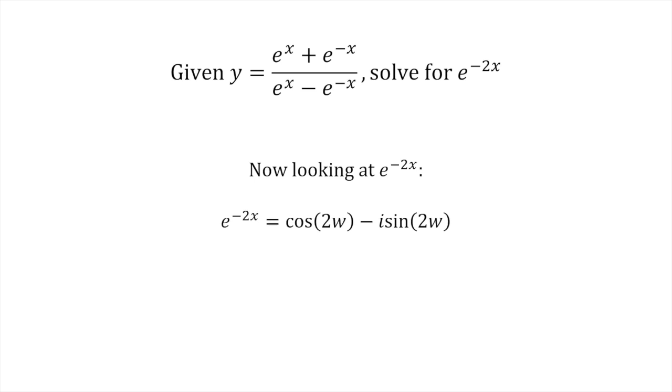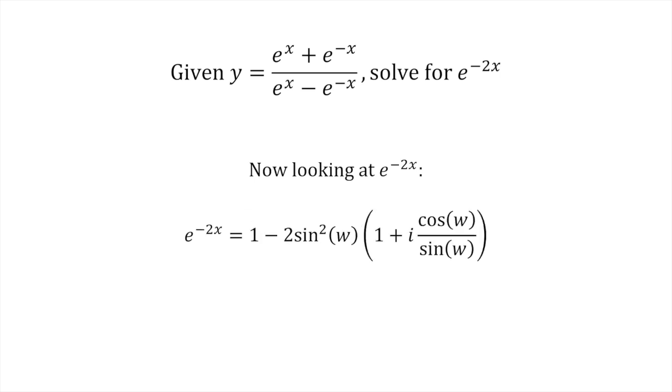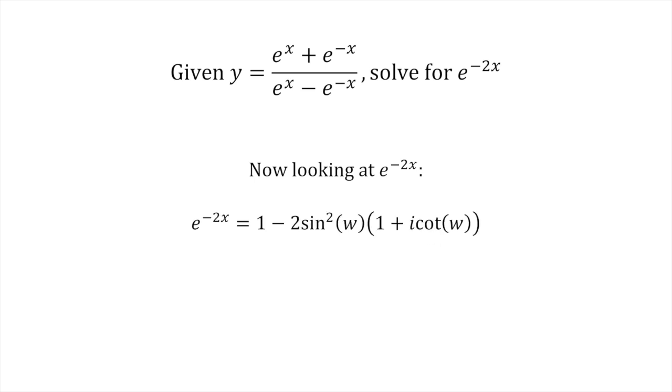And then you use your double angle formulas that I'm sure you've all learnt. You get e to the negative 2x is equal to 1 minus 2 sine squared w minus 2i sine w cosine w. And you're able to factor out the sine squared w, which is something we want to do, because then that frees up that last term and turns that into a cotan right there. So then, cleaning that up, we get e to the negative 2x is 1 minus 2 sine squared w in brackets 1 plus i cotan w.